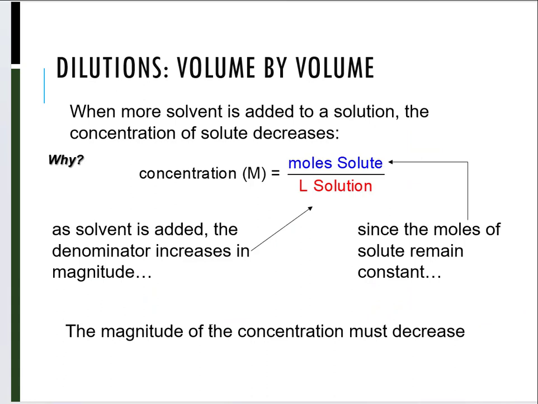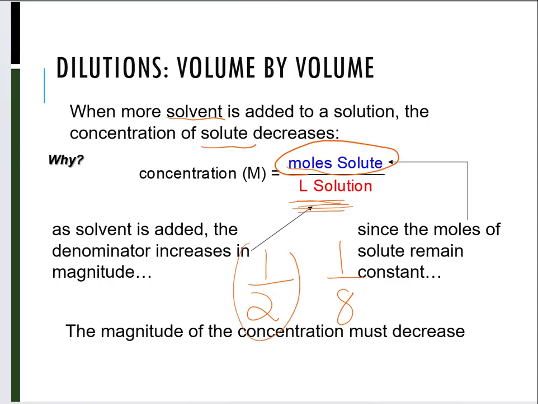So when more solvent is added to a solution, the concentration of solute decreases. Think about that. When I add more water to something, it becomes more dilute. And if you think about that, if my moles stays the same, I'm not adding more of my solute or more of my solid, and the denominator increases when I add more solution. It would be like if I had a fraction of 1 over 2 and then I have a fraction of 1 over 8. We know that 1/2 is much bigger than 1/8. So since that denominator is increasing in magnitude, that concentration must decrease.